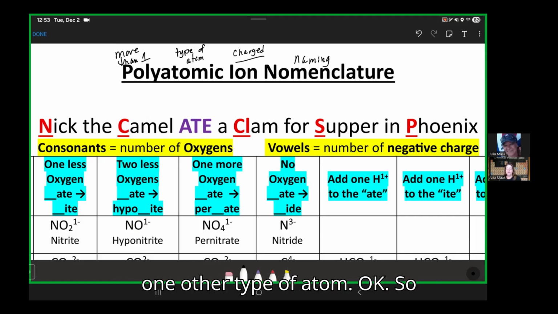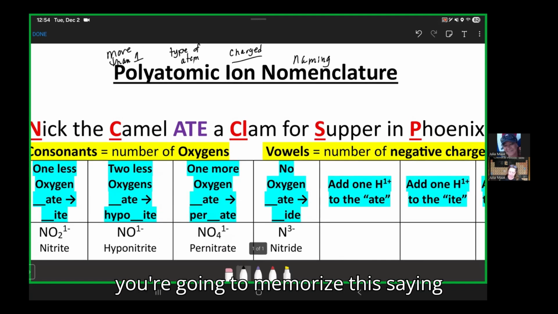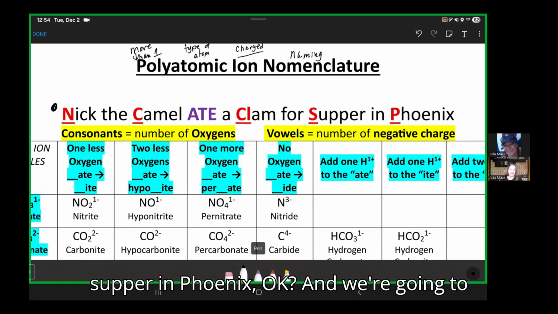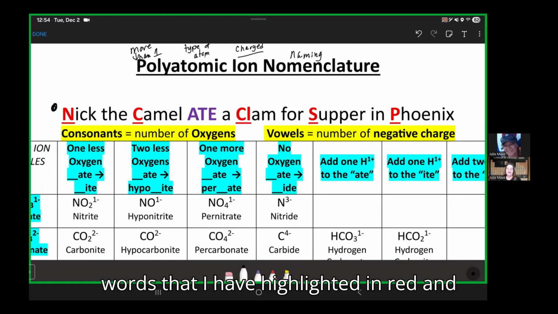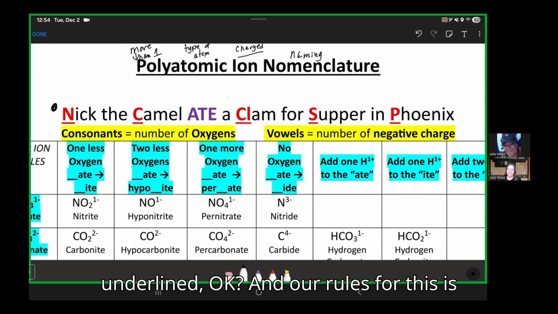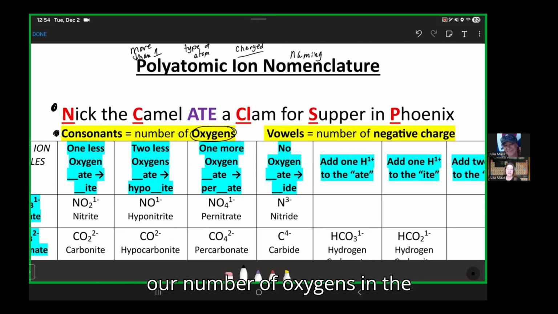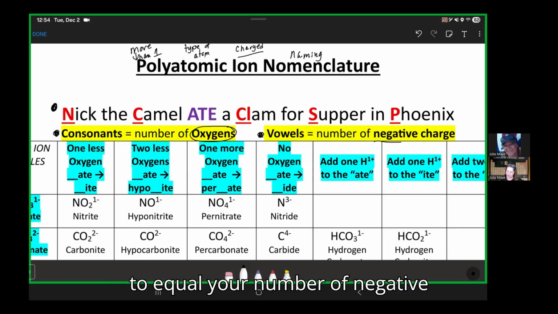Okay, so the first thing you're going to do is memorize this saying right here: Nick the camel ate a clam for supper in Phoenix. We're going to use the first letter of each of those words that I have highlighted in red and underlined. Our rules for this are that our consonants are going to equal our number of oxygens in the polyatomic ion. Your vowels are going to equal your number of negative charge in the polyatomic ion.